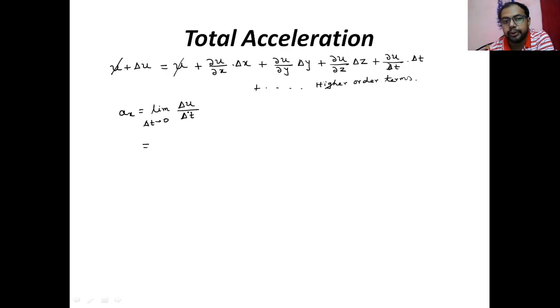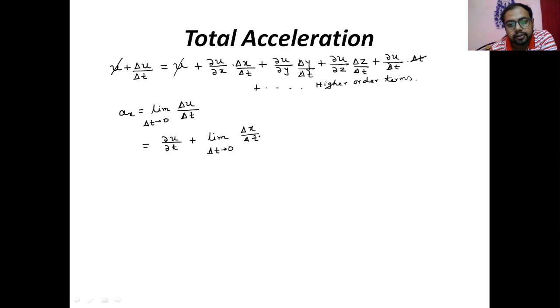del u by del t we are doing. So if you divide this by delta t, everywhere delta t will come, here one delta t, here also one delta t, and this will be gone. So you can rewrite this: del u by delta t plus limit delta t tends to 0, dx/dt, into del u del x, plus limit delta y by delta t tends to 0, keep this in mind, del u del y.